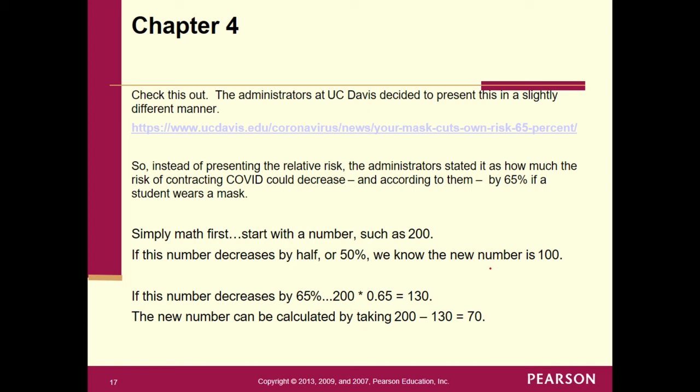A decrease of 65% means the new number is 35% of the original. See how they're related to one another? It's 100% minus the decrease, and that'll give you an idea what the new number is going to be, of the original.